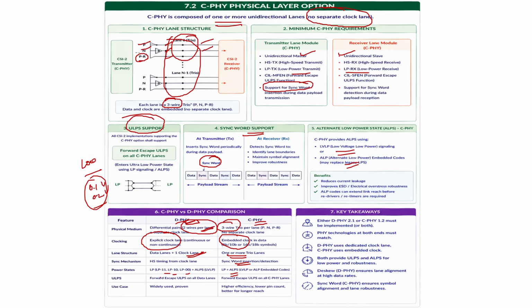Which is widely used? The D-PHY layer is widely used, and pin counts will be higher in the C-PHY layer. So that's why we need high power efficiency, higher efficiency, lower pin counts, and better and longer reach in the C-PHY layer. So that is the use case.